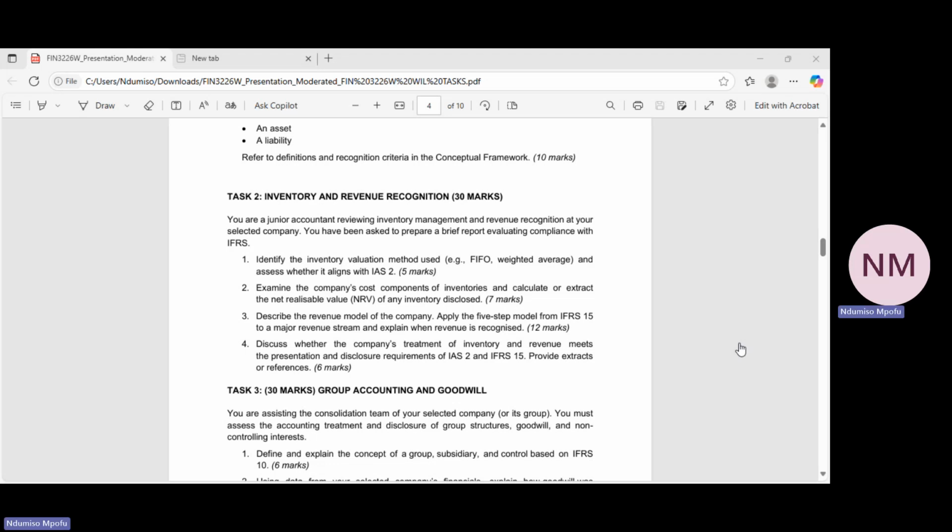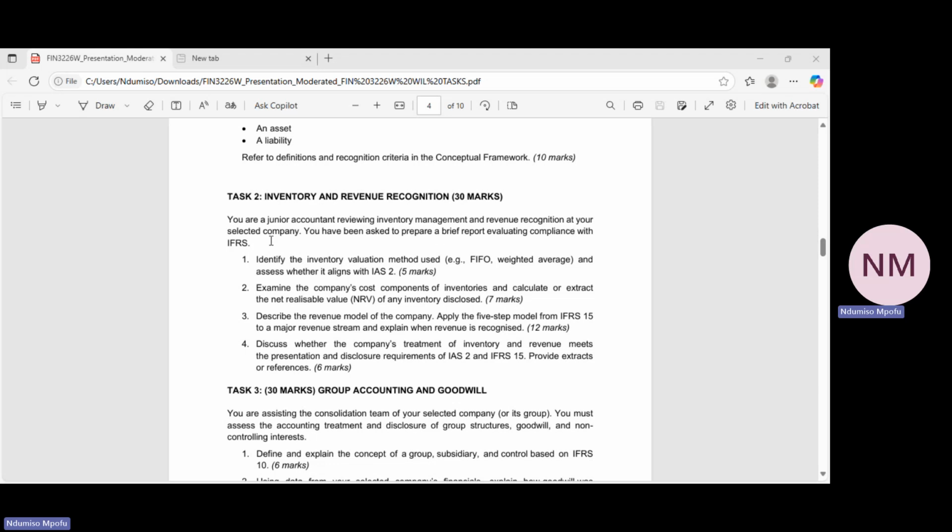Right, so task 2 looks at inventory and revenue recognition. It's also 30 marks. Let's go through the information together. You are a junior accountant reviewing inventory management and revenue recognition at your selected company. Again, it's important that you select publicly listed companies because you are not going to get information from private companies, as I've already explained. Then you've been asked to prepare a brief report evaluating compliance with IFRS.